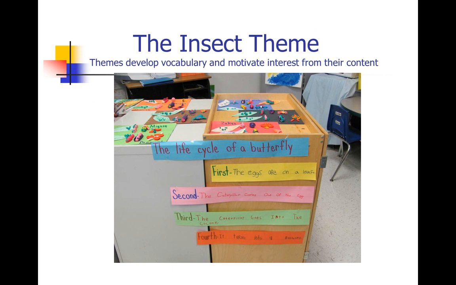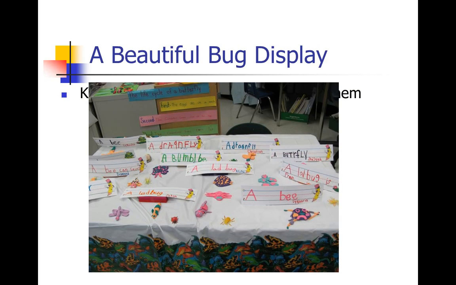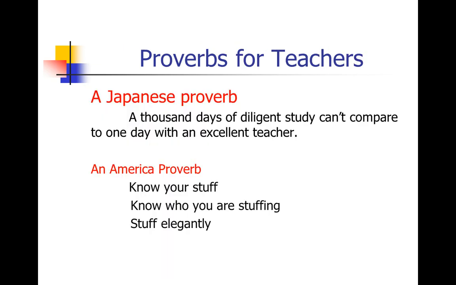Yeah, this is just another classroom that's doing insects, and you can see how they get into the information, and again, using graphic organizers for science, and they made in art beautiful bumblebees and dragonflies, and you can see these kindergarten children, some of them wrote their own.